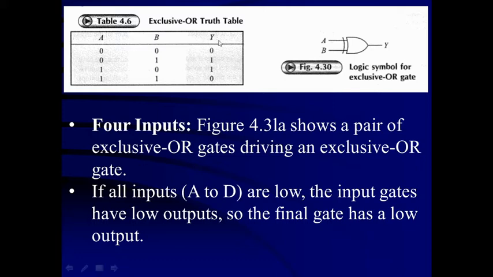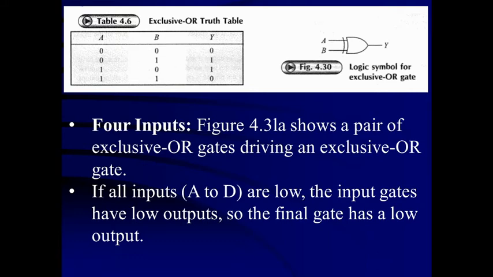If you see this truth table for the exclusive OR gate, you will see that if A is equal to 0 and B is equal to 0, then the output is 0. If A is equal to 1 and B is equal to 1, then also the output is going to be 0. If either A is low or B is low and the other input is high, then the output is going to be high.